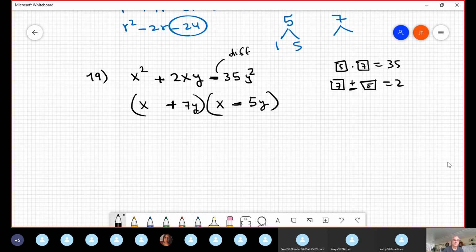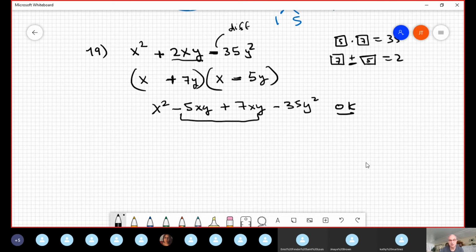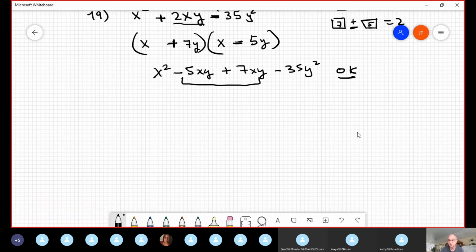Just in case, I want to make sure everything is okay, quick FOIL. x times x, x squared. This and this is minus 5xy, in alphabetical order. This and this together is 7xy. This and this is minus 35y squared. When you combine like terms, 7 minus 5 is 2, like this. Okay, this is verification. It's not always necessary to do that, but I strongly recommend verification, if your factorization is fantastic, it's perfect.